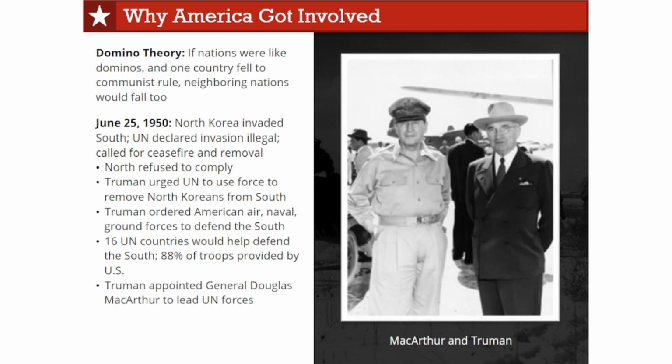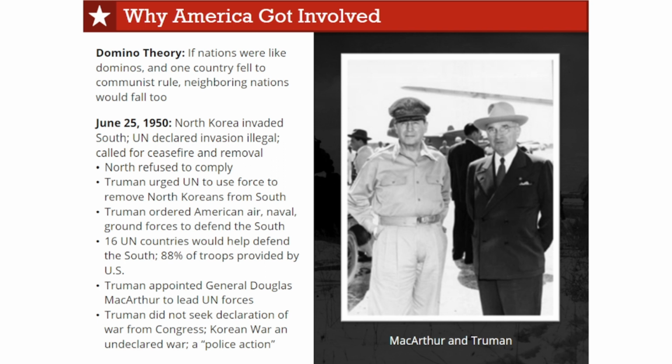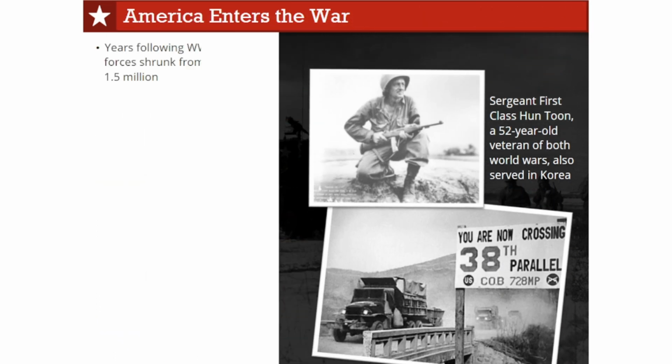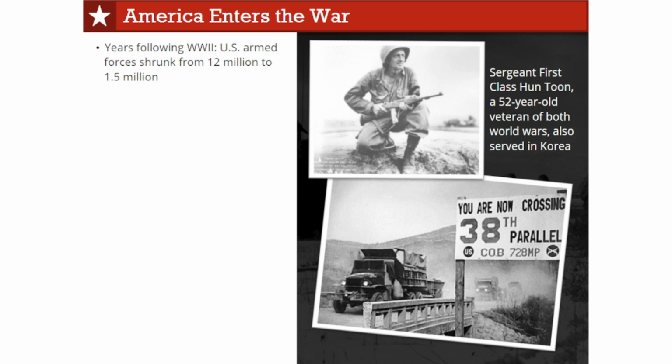Truman appointed General Douglas MacArthur to lead the United Nations forces. MacArthur was a popular general well known for his military campaigns against the Japanese during World War II. Truman did not seek a declaration of war from the U.S. Congress, and instead initiated military action on his own. Because of this decision, the Korean War is considered an undeclared war, a conflict known as a police action. In the years immediately following the end of World War II, America's armed forces shrunk from 12 million to 1.5 million.